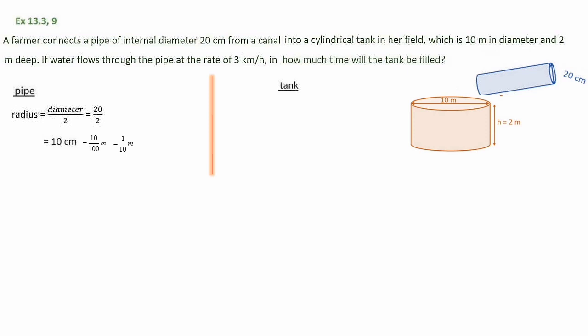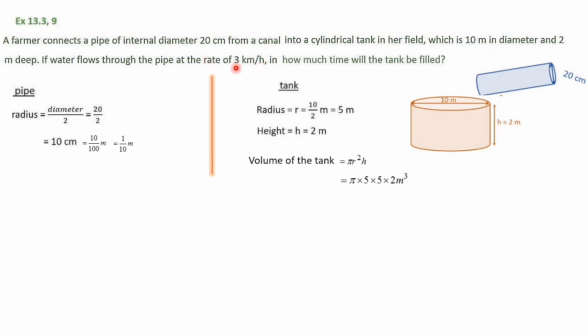Next is for the tank. Dimensions are given. Radius is 10 by 2, that is 5 meter, and height is 2 meter. Let's calculate the volume of this tank because we are just going to fill this tank. So we must know how much capacity is there. So volume of the tank is, we know it is cylindrical in shape. The formula is pi r square h. So pi into radius is 5. 5 square means 5 into 5 into h. H is 2 meter. So pi into 5 into 5 into 2 meter cube is the volume of the tank.